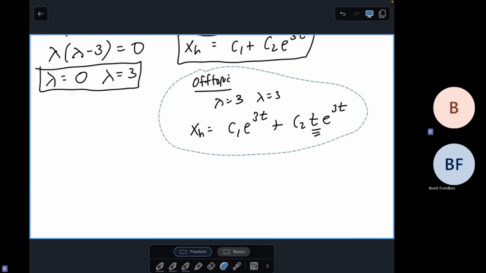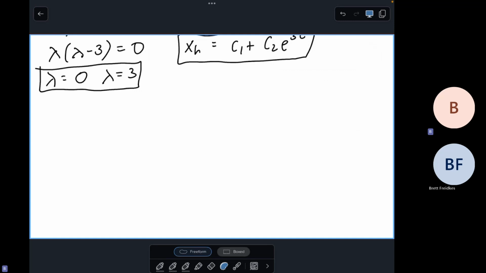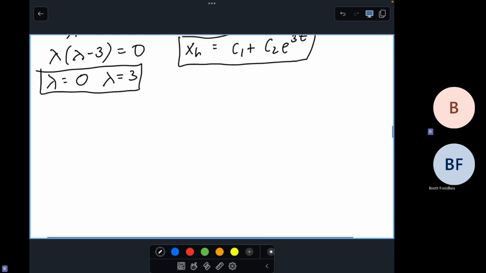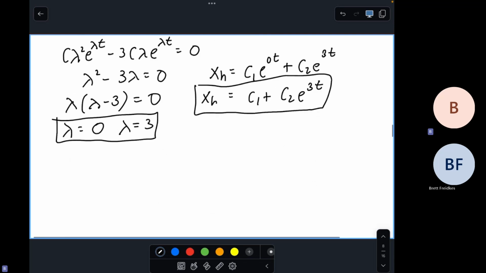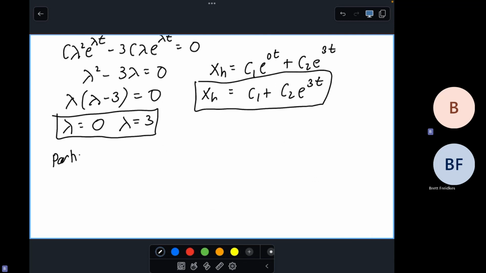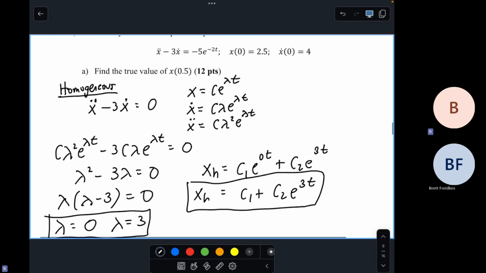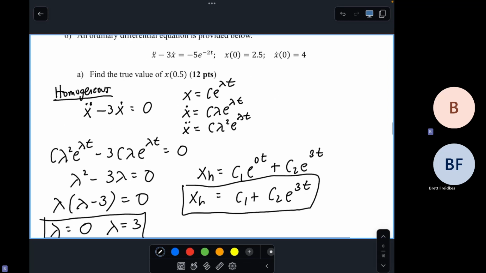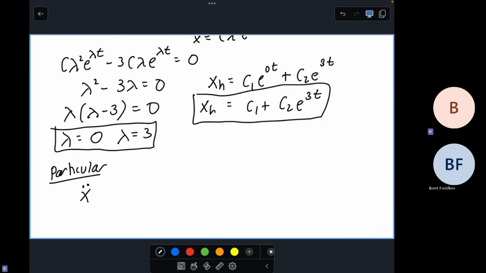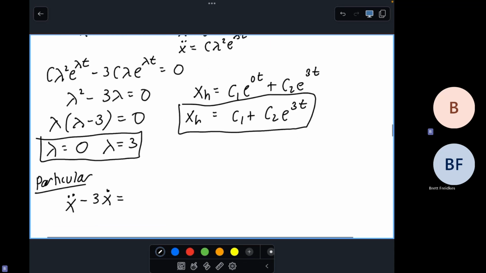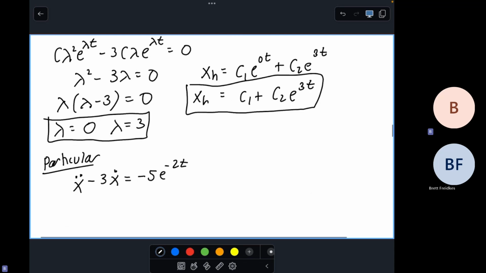So, I talk about this in the note set. Make sure you're reviewing the note set. So, that is our homogeneous. Now we have to do the particular, which will include the forcing function now. So it'll be x double dot minus 3x dot is negative 5 e to the minus 2t.